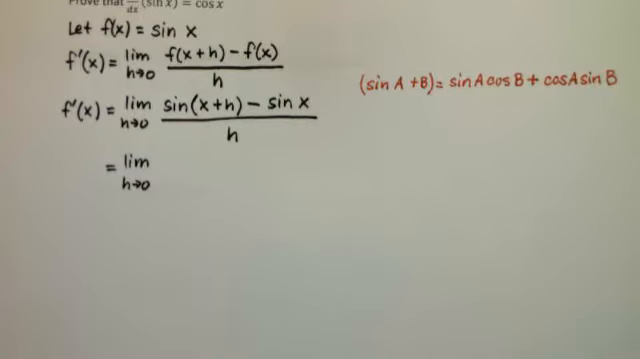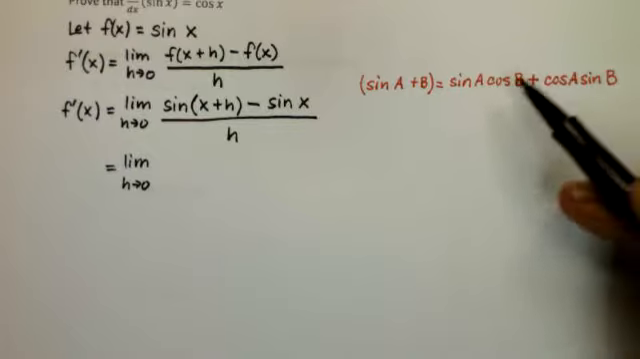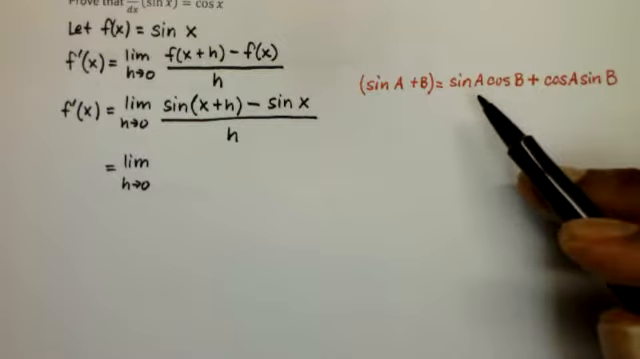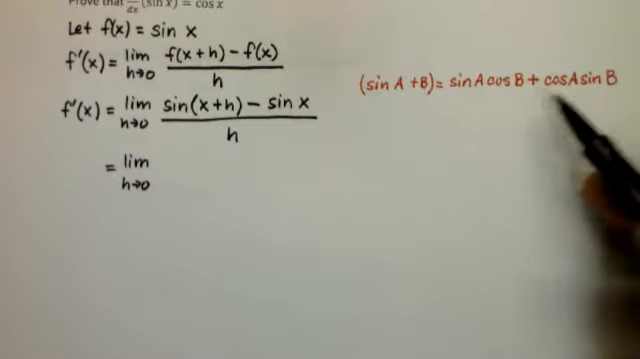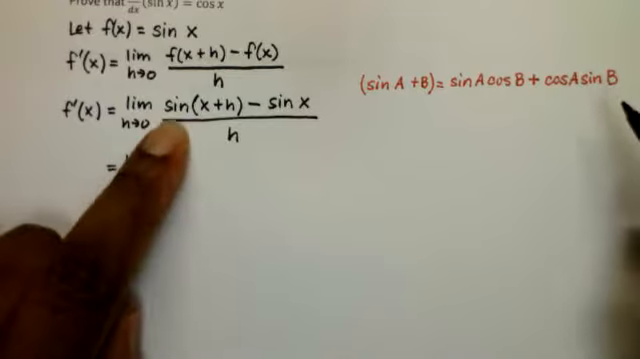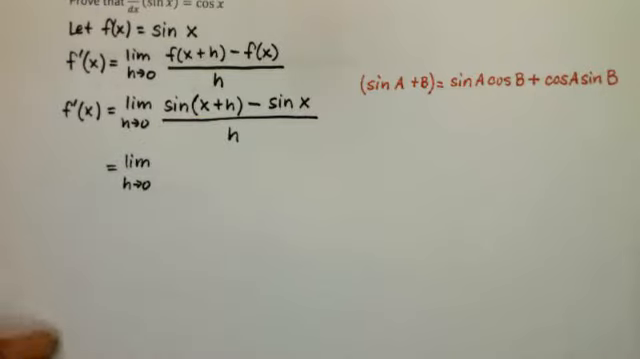That's one of those sum and difference identities that we talked about back in section 1.4. So you might want to refer to your notes in section 1.4 that talks about this sum and difference identity. And it's this, for sine of a plus b. Now in this case, I will use this to expand the sine of the quantity x plus h.